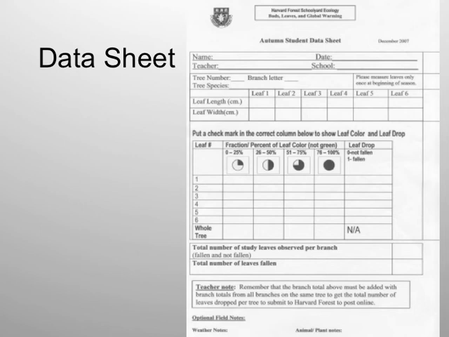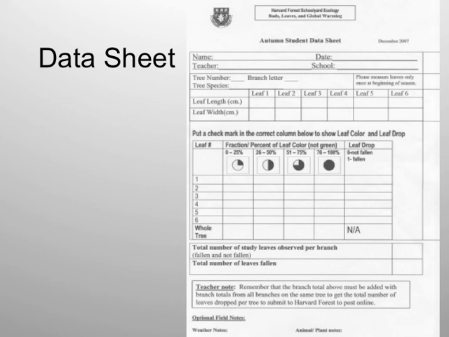Now below that it says put a check mark in the correct column below to show leaf color and leaf drop. So again, we're going to do this for leaf 1. And so I want you to check off the box where it says 76 to 100%. No, I'm actually going to change my mind. I want you to check off the one that says 0 to 25% not green, because that's probably where you're going to be hopefully when we get out there. And then I want you to put down not fallen, so you're going to put a 0 in that far column. And so again, you're going to do that all for leaves 1 through 6.